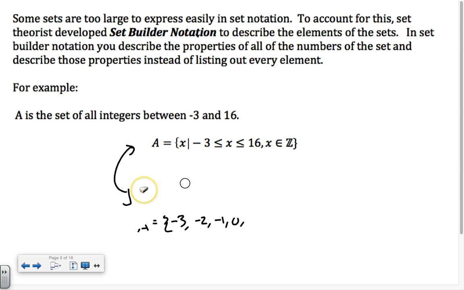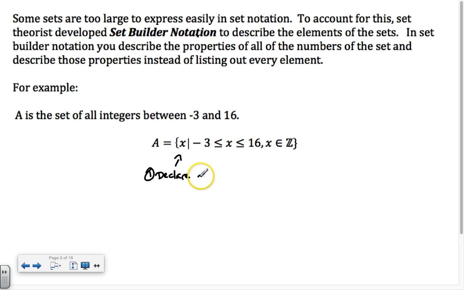So the steps to writing in set builder notation are as follows. The first thing that we're going to do is declare a variable. And so I'll say I have the set A, and it contains X, and then we put a little bar in between the X and the rest of the set, and this little bar actually means such that.